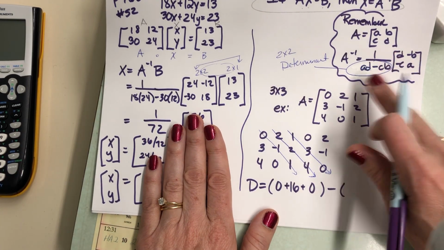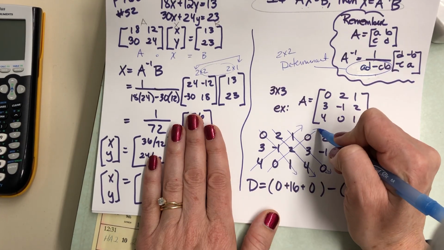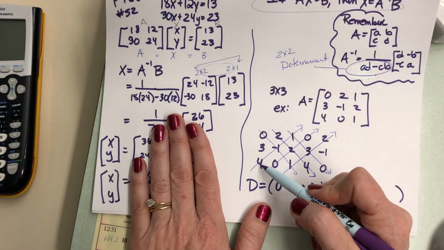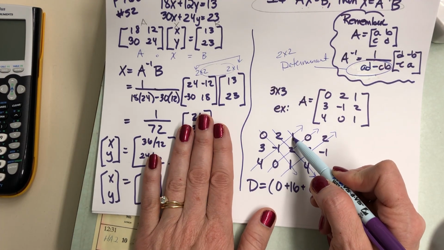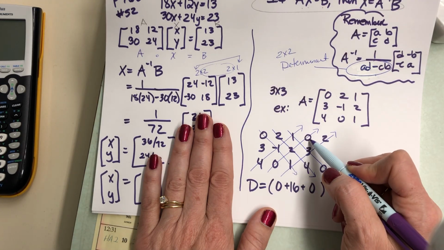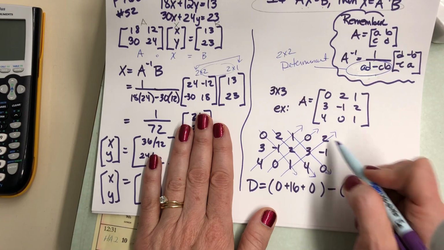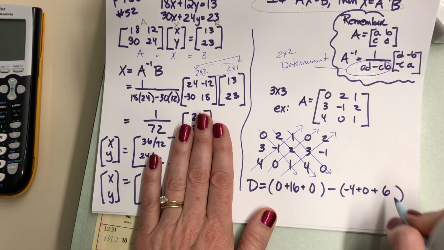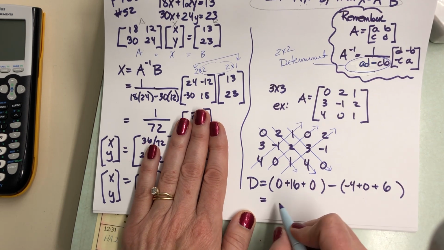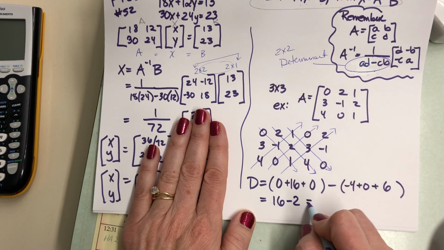And just like with my 2 by 2, I go the other direction. I'm going to multiply this way, straight across. Look at that. It's called the basket weaving method. 4 times negative 1 times 1 is negative 4. I've got 0 times 2 times 0, which is 0. And I've got 1 times 3 times 2, which is 6. All right? So my job now is just to simplify. So my determinant here is going to be 16 minus 2, which is going to be 14.